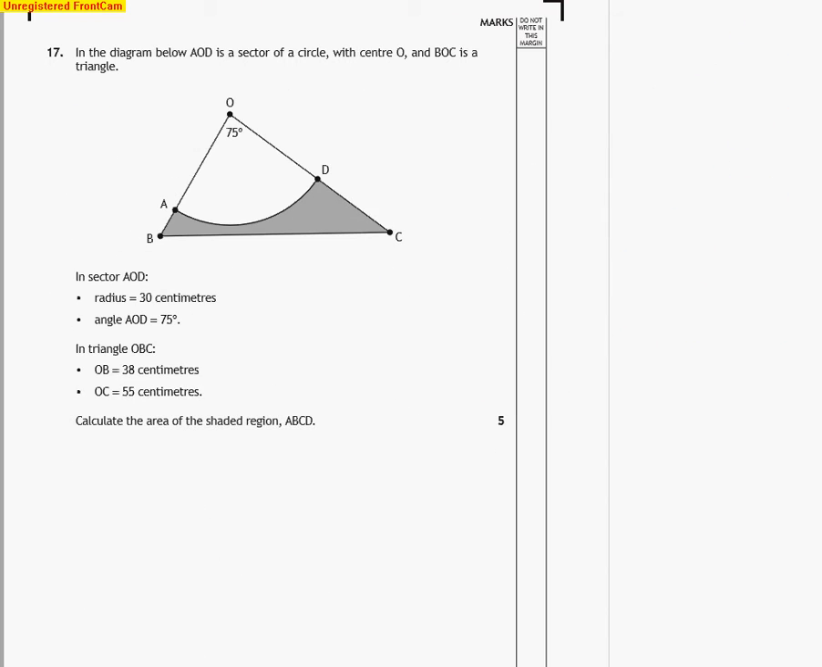Question 17, second last question, penultimate question. It looks a little bit tricky, doesn't it? In the diagram below, AOD is a sector of a circle. It's basically just describing the diagram. The radius is 30 for AOD. So that would mean that this is 30 up to here, and up to here is 30 as well. So that's useful information. That's shown up here.